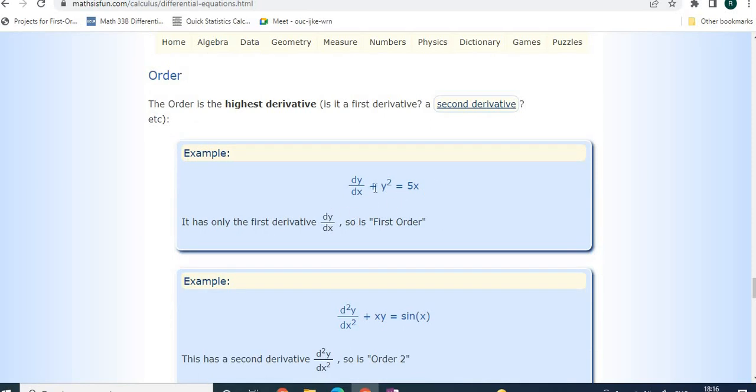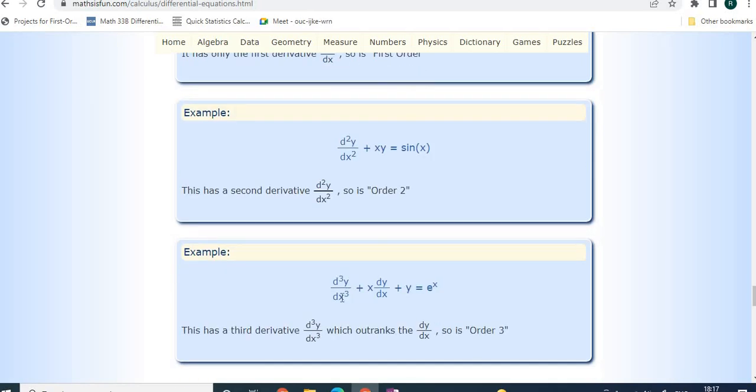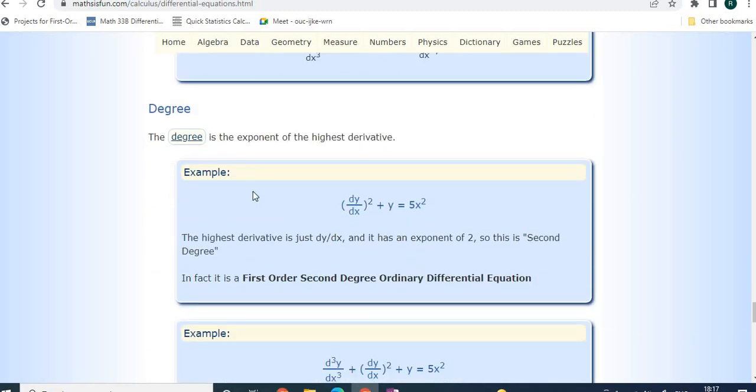There are many examples. dy dx plus y square is equal to something, so it is a first order differential equation. d2y dx2 plus xy is equal to sin x: the maximum derivative is 2, so the order is 2. See here, the maximum derivative is 3, so the order is 3, like that. The power of the maximum order derivative is called the degree. See here, dy dx power 2 plus this, so the maximum order derivative is 1, so the degree of that differential equation is 2 here.